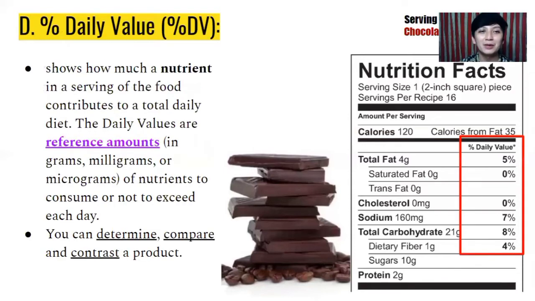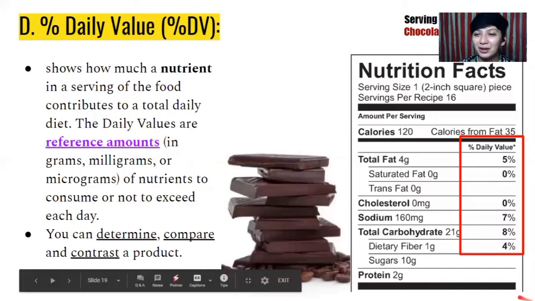And letter D, percent or percentage daily value shows how much a nutrient in a serving of the food contributes to a total daily diet. The daily values are reference amounts. So meaning you can use it as a reference or basis, in grams, milligrams, or micrograms of nutrients to consume or not to exceed each day. You can determine, compare, and contrast a product by looking at the percent daily value. So this is what it looks like.